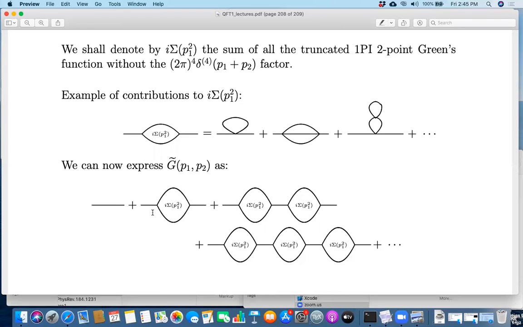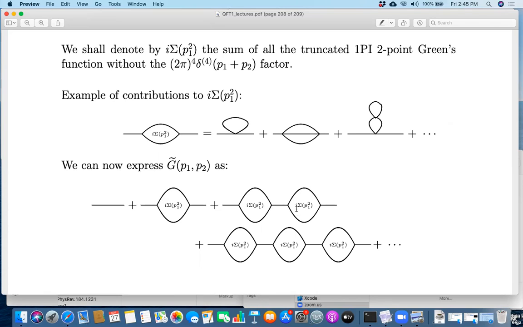Okay, so this blob is not a Feynman diagram. This blob over here with I sigma p1 square written in the center means it's the sum of all the Feynman diagrams that come here, but only the 1 pi Feynman diagrams. So is this notation clear? Okay, so this is the same as the sum of all of these. But now we have this diagram. This diagram, again, I sigma p1 square by definition is the sum of all of these.